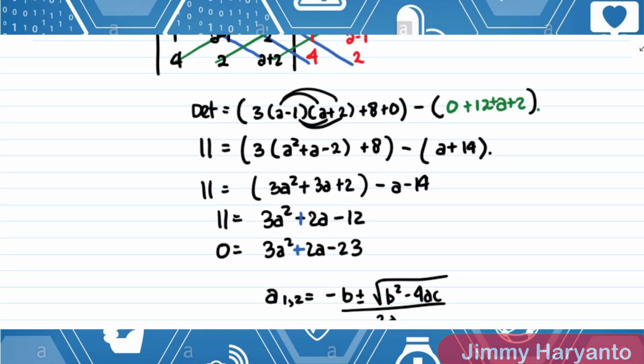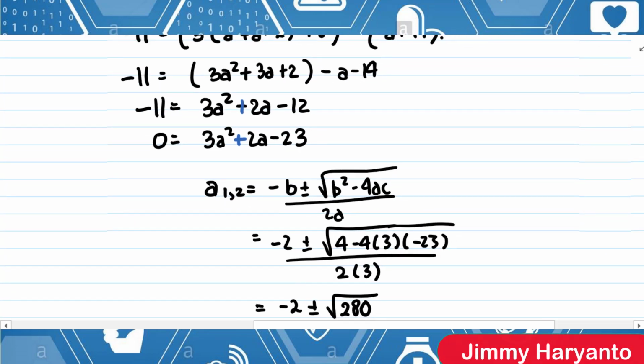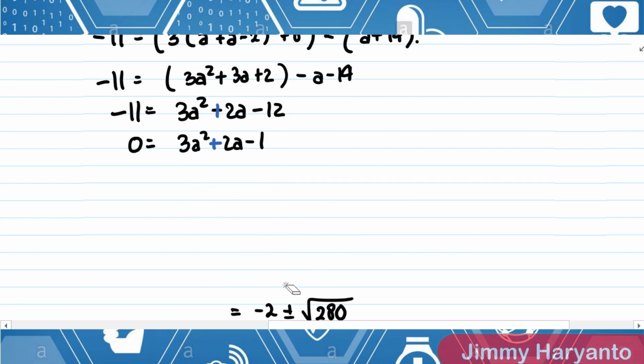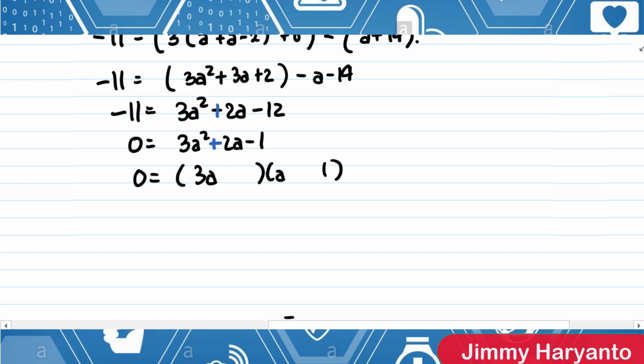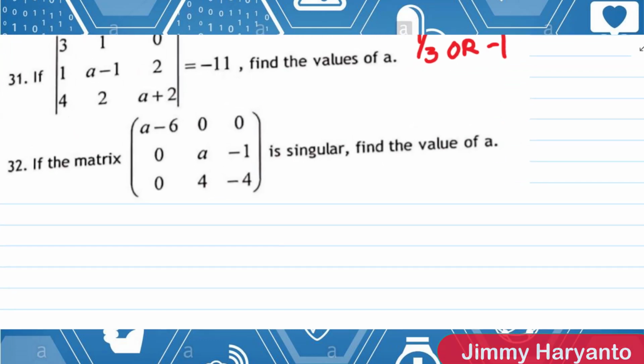Oh, actually, I wrote the question wrong. It should be negative 11, guys. Oh my god, negative 11 equals to negative 1. Now this one can be factorized, yeah. So we can factorize this. 0 equals to 3a and a and 1 plus minus like this, plus 3a minus, okay, a equals to 1 over 3, and then a equals to negative 1. There you go.